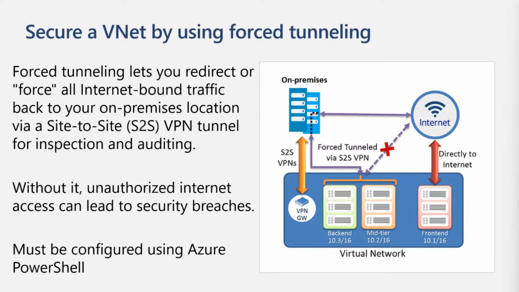Just to note that unauthorized internet access can potentially lead to information disclosure or other types of security breaches. So making sure that you are configuring forced tunneling, and you can use Azure PowerShell to do this, is very important and crucial for your network security. I do want to note here that it cannot be configured using the Azure portal. It's a good idea to get more familiar with PowerShell in order to be able to set that up for you.